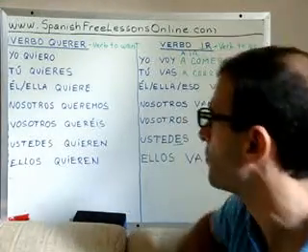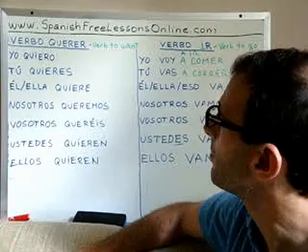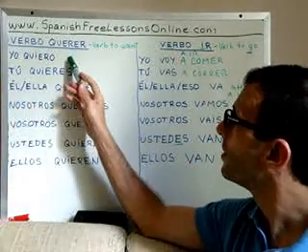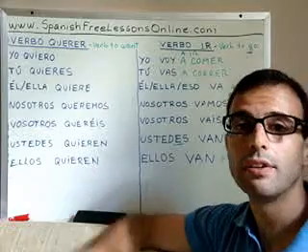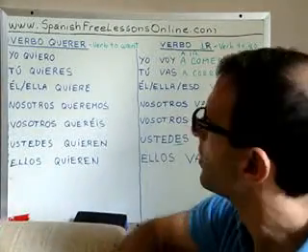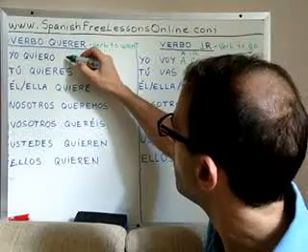And as for verb querer, you also add the verb in infinitive. If you want to say I want to eat, you would say yo quiero comer.